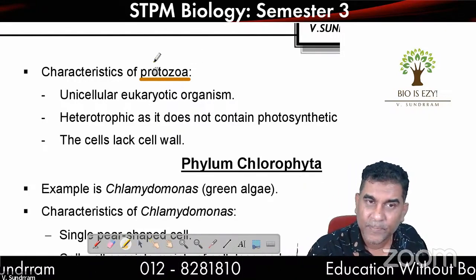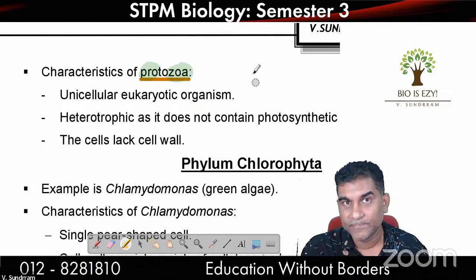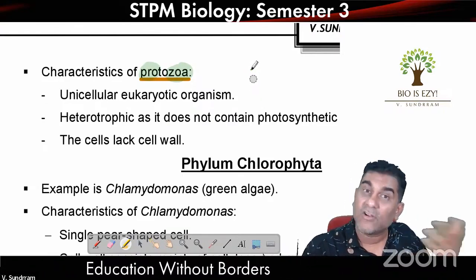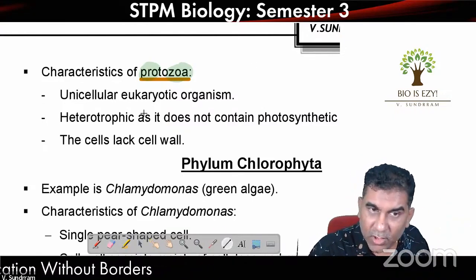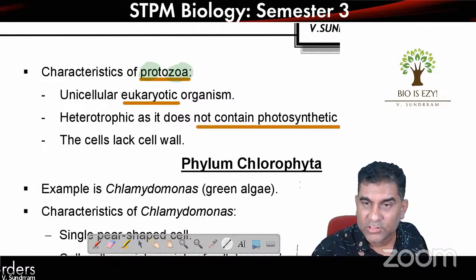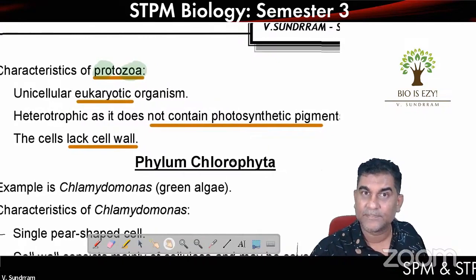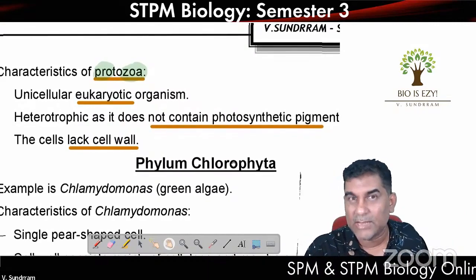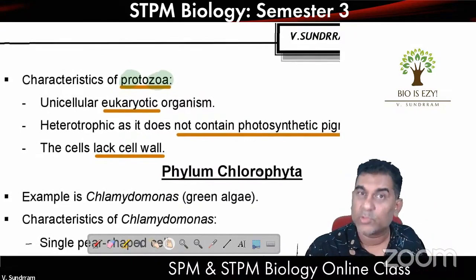Even here you can see pro means before, zoa means zoo, zoo means animal. So before animal, they have the characteristic of animal but cannot be animal because they are unicell or multicell but no tissue. So they are all eukaryote, meaning they have nucleus, do not contain photosynthetic pigment, they don't have cell wall. All of these are animal characteristics. But one characteristic they don't have: they are unicell, multicell, no tissue. If they have animal characteristic, we put them under protozoa.